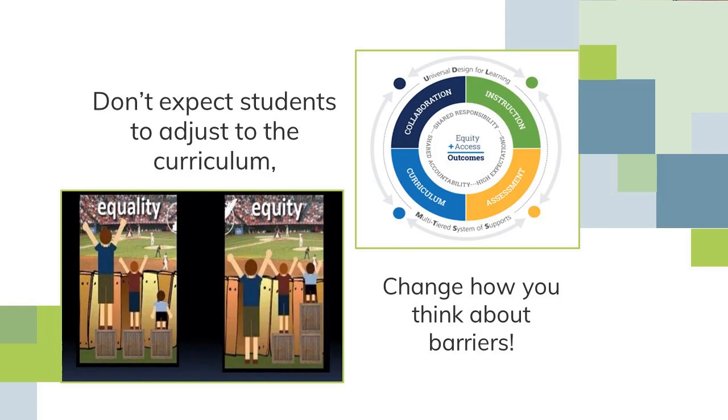So when we look at equality versus equity, and we've talked about this with our gen ed teachers, we just can't expect our students to adjust to the curriculum. We have to think about how we can change those barriers for our students. As you can see on the left-hand side, we're giving each student the same size box, but it still doesn't give that short little guy over there on the right access to watch the baseball game. But if we look at that equity piece and giving students what they need, then everybody has access to watch that game.